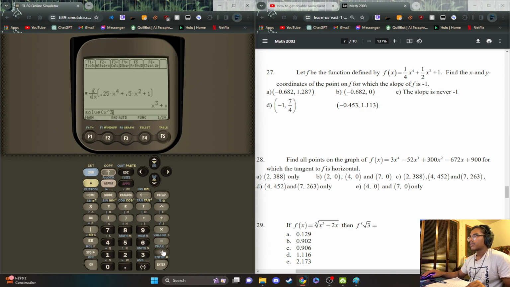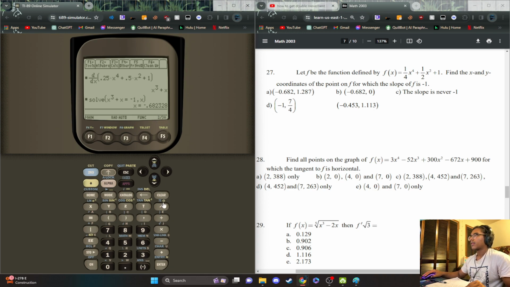So you have 3x plus x. Now you set that equal to -1. That's what they're asking, when the slope is -1. And you solve this for x, and you get the value for x, which is right there. And then you plug it back into the original function, I'm pretty sure.